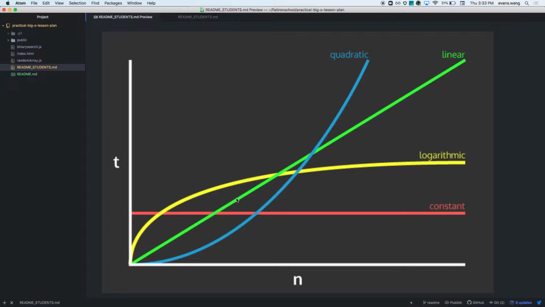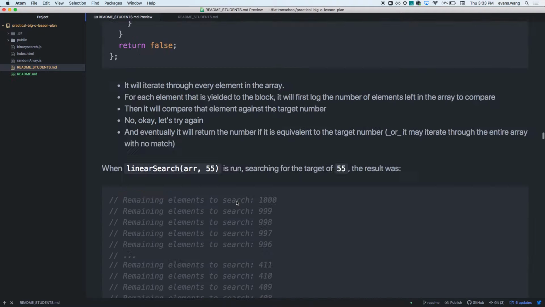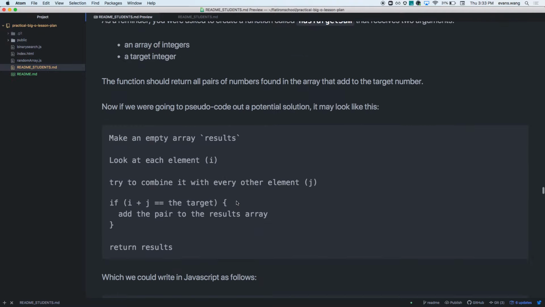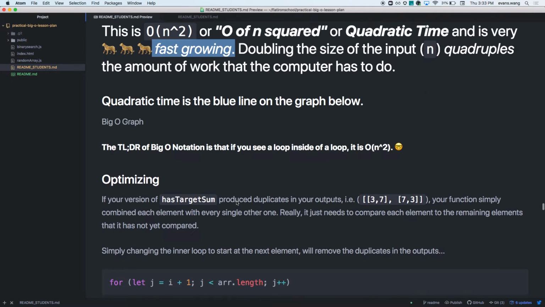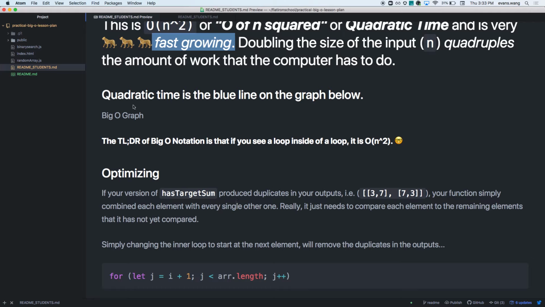So that's quadratic time. So let's actually do that. Sorry, I know that's not sexy, but Markdown is not great. So look, big O graph. This is actually the image. It didn't want to load.